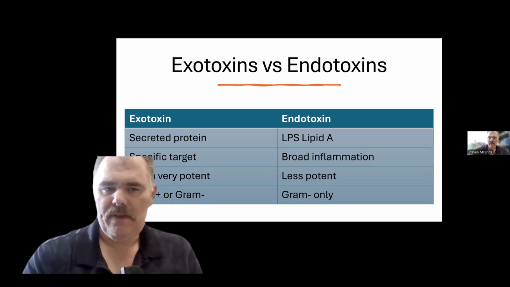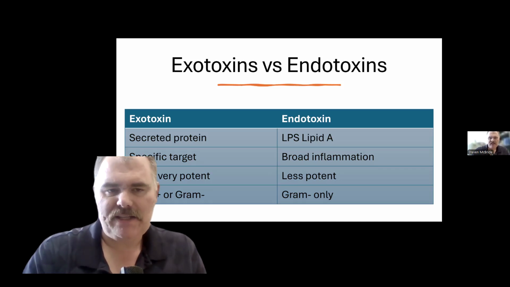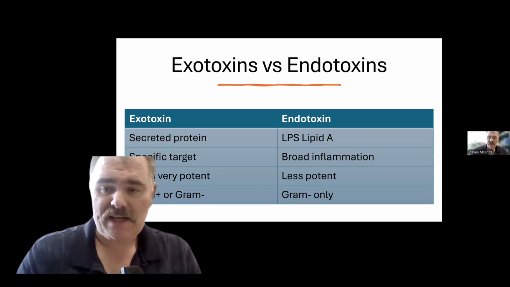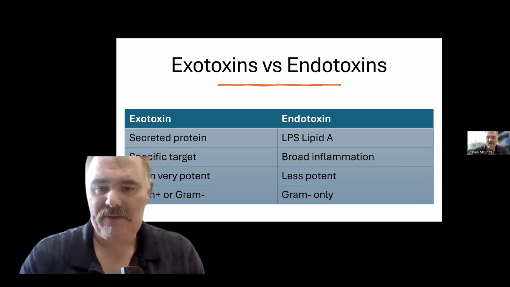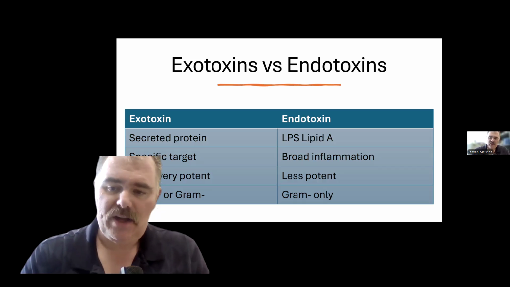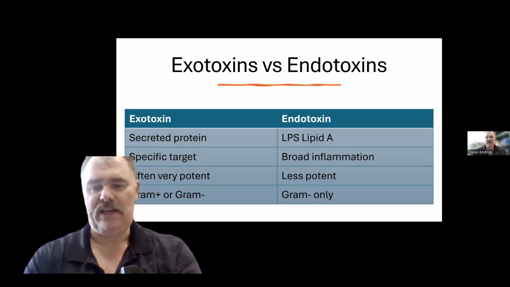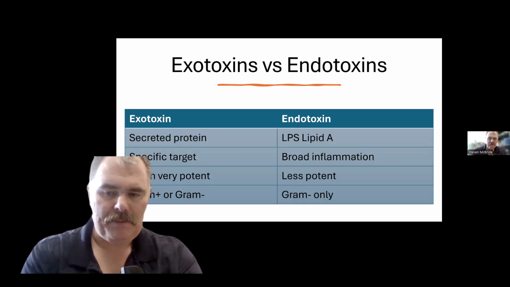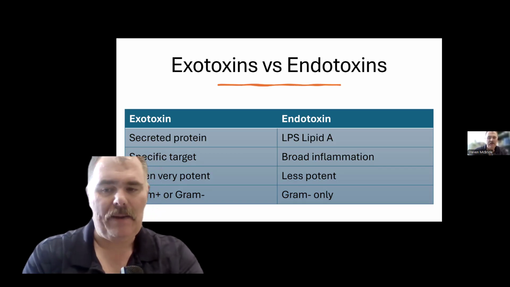The distinction between endo and exotoxins is one of the most important in microbiology, especially in pathogenic microbiology. Exotoxins are proteins actively produced by bacteria and released into their environment. Because they target specific molecules or cellular processes, they are often extremely potent. They can be produced by both gram-positive and gram-negative bacteria.